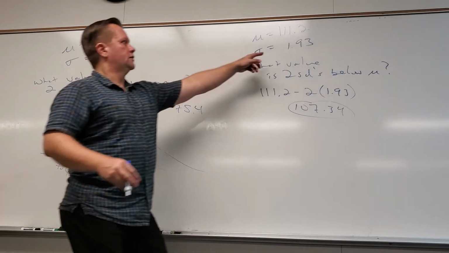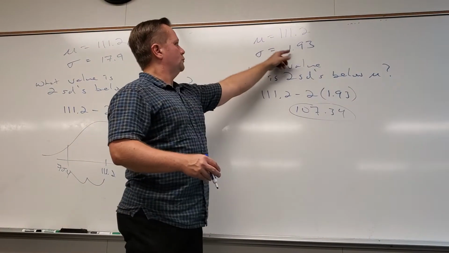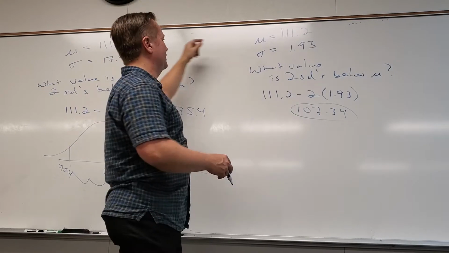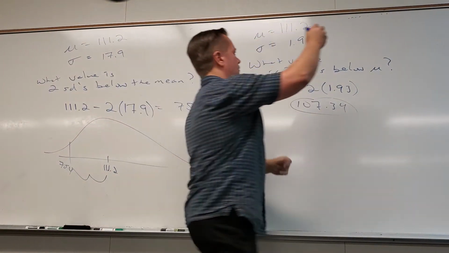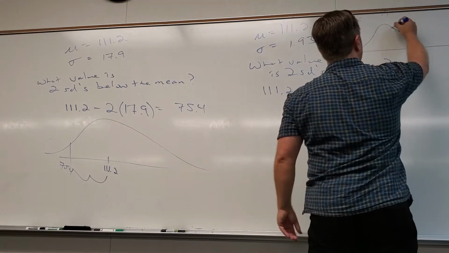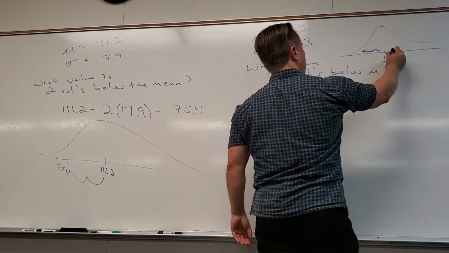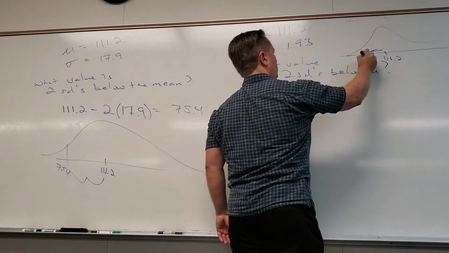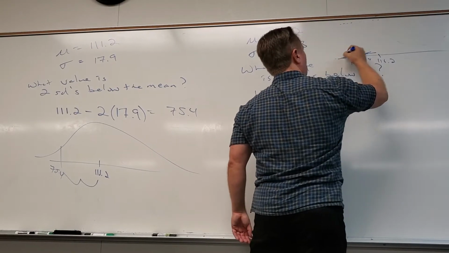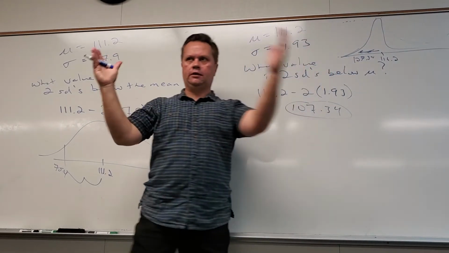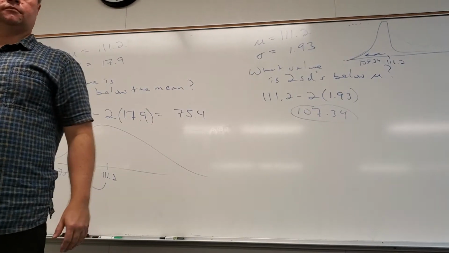Here, is this really spread out at all? No, right? It's like 9 times less spread out. So this picture might look more like this. Much less spread out. So if I take 2 steps down, I just end up at 107.34. So it's maybe even more than that. Wow. It's really tight to the middle. It's not spread out much compared to this one.